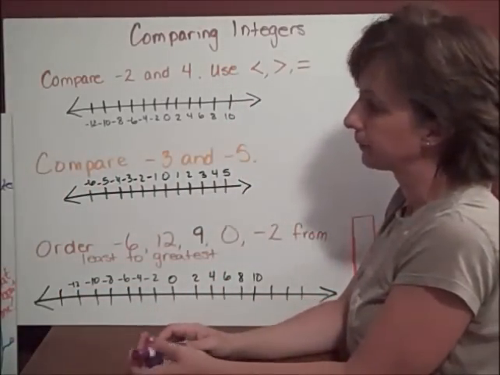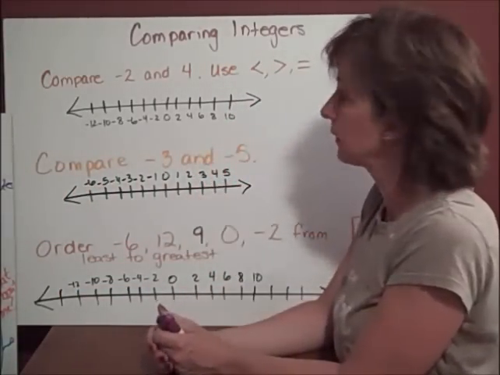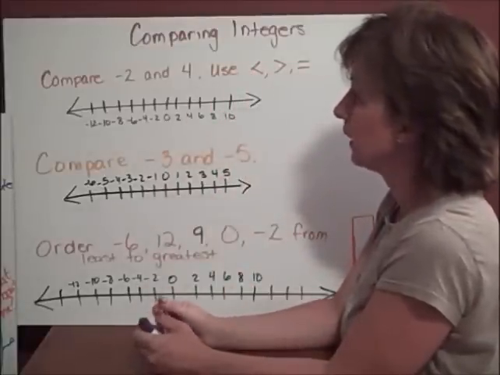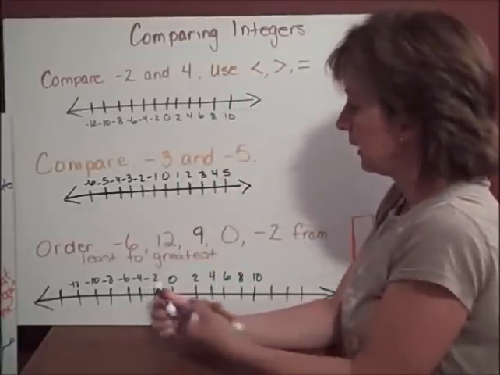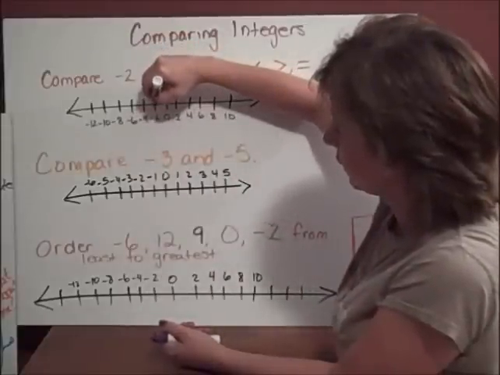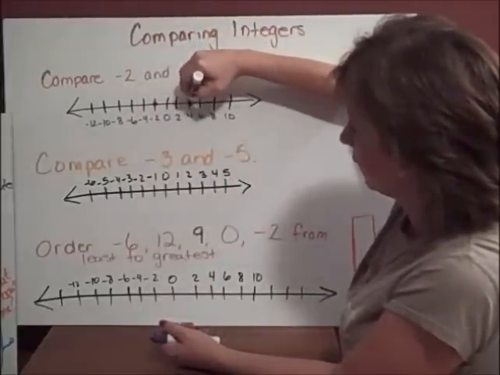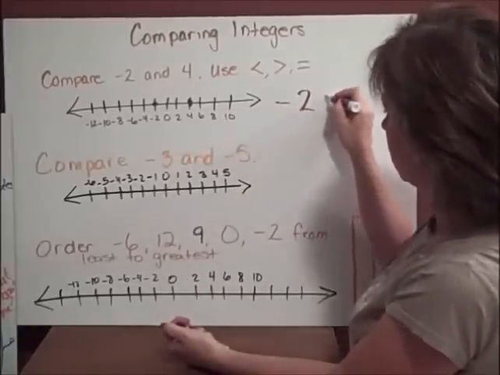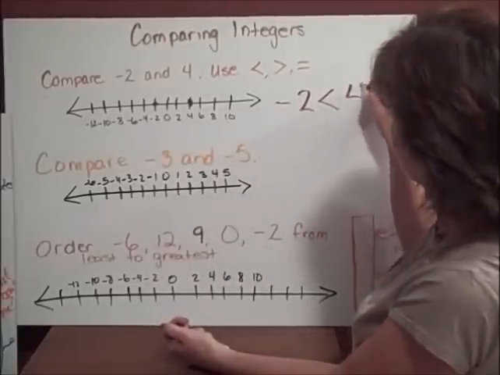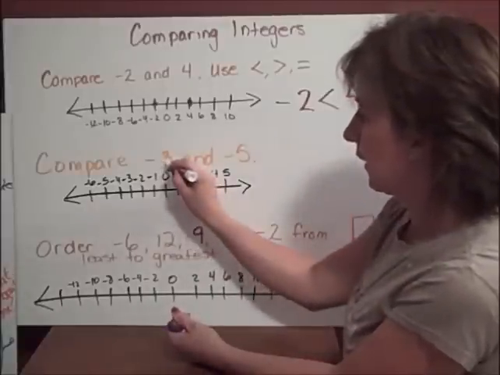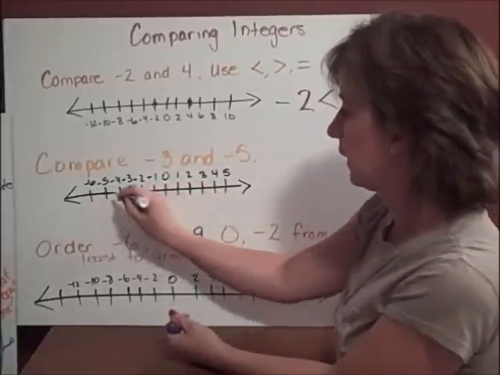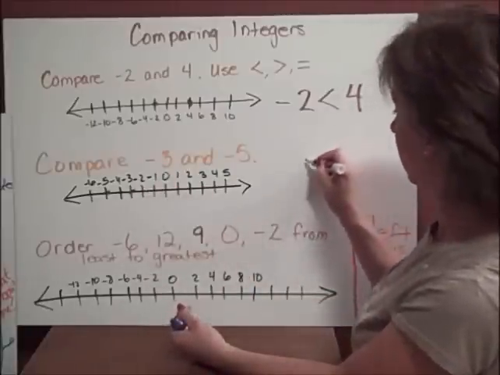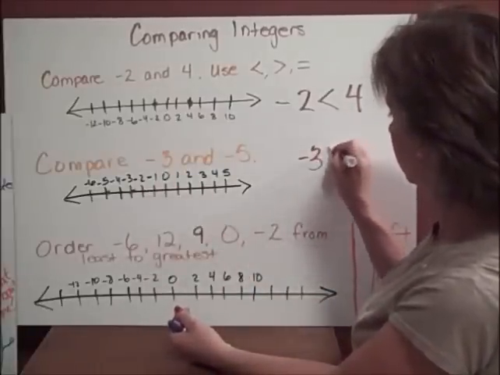Comparing integers. Now that we know how to graph them, we can use that skill to compare using less than, greater than, or equal to signs. -2 and 4. If I graph -2 and I graph 4, the number line allows me to see that -2 is less than 4. If I graph -3 and I graph -5, the number line allows me to see that -3 is greater than -5.